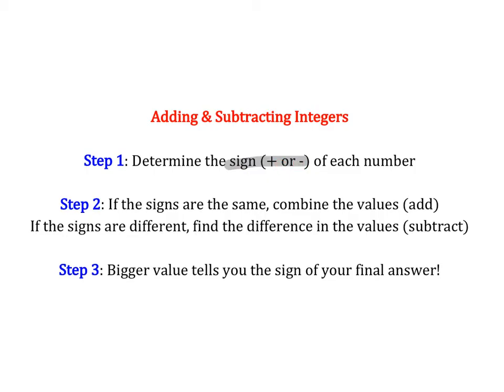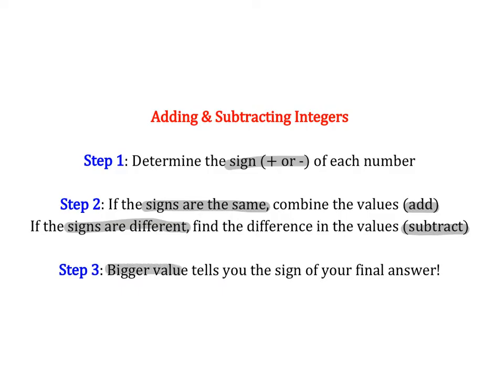So step 2, there's 2 different cases here. Case 1 is if the signs are the same, meaning both numbers are negative or both numbers are positive. If the signs are the same, we're going to combine or add the values. Now, case 2 is if the signs are different, meaning one is positive and one is negative. If the signs are different, we're going to find the difference between the 2 values, which means we're going to subtract the values.